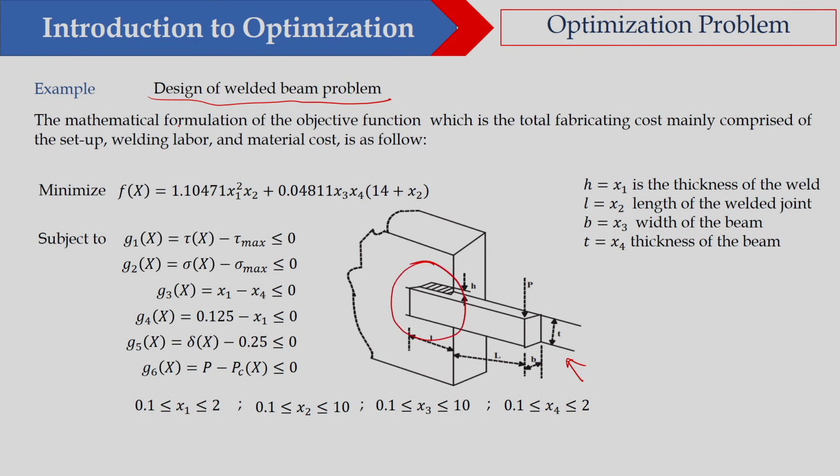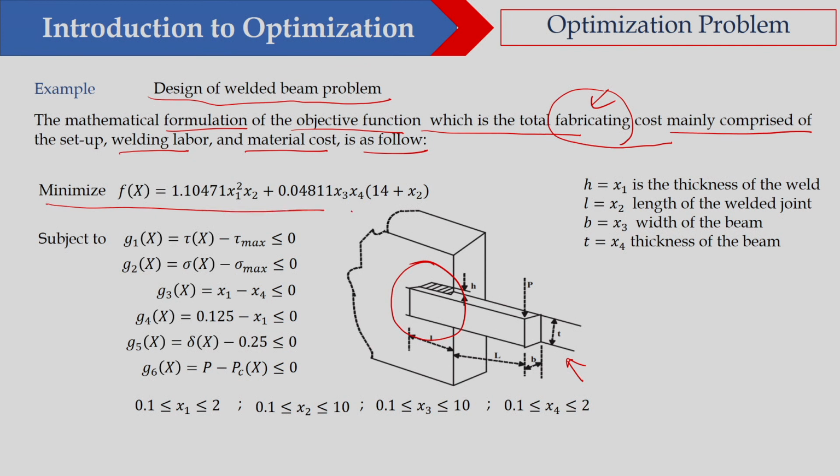The mathematical formulation of the objective function is the total fabrication cost. So, what I would like to do is minimize the total fabrication cost, which mainly comprises the setup, the welding labor, and the material cost as follows. This is basically the total fabrication cost of this joint, and I would like to minimize this cost. So, the objective function can be written like this.